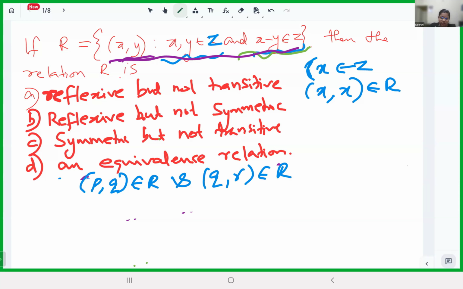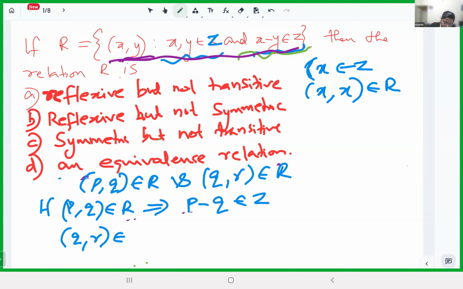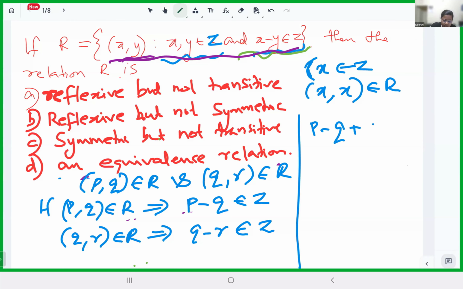Since they are members of the relation, if ordered pair (P, Q) belongs to R, from the relation we get that P minus Q belongs to Z. Similarly, if (Q, R) belongs to R, then Q minus R belongs to Z. So we know that addition of two integers is again an integer. That is, P minus Q plus Q minus R, we are adding two integers. Adding two integers will result in an integer itself.